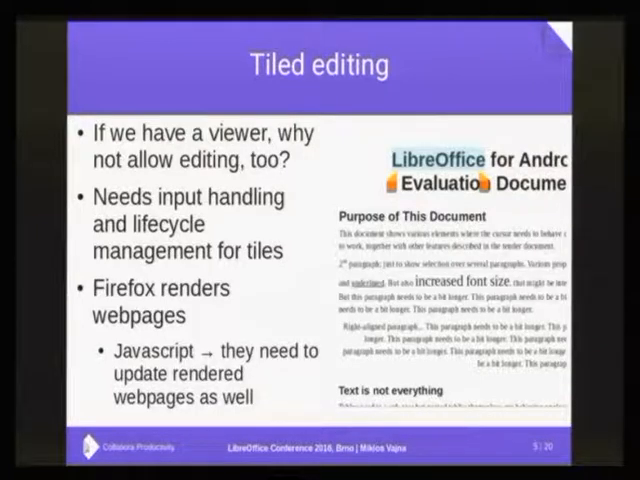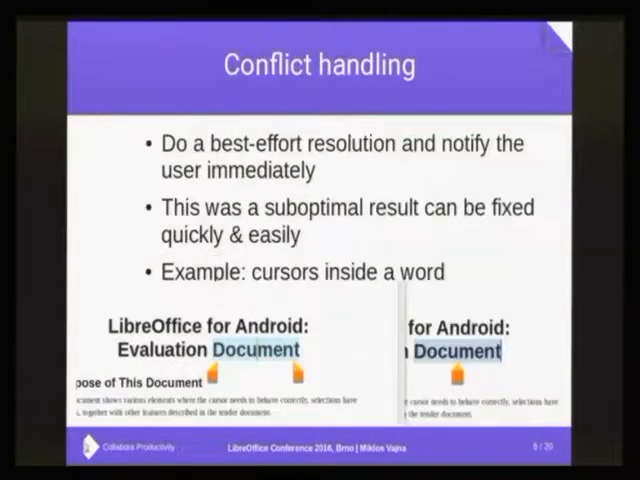Also, native selections were added. So on Android, you can long push on a word and you get this selection with selection handles that are hopefully familiar from other applications and so on. So this is tile rendering and tile editing. This is already done. But this talk is about collaborative editing, where it's just editing, except that you have multiple users editing at the same time. So you get conflicts. And the question is how to do conflict handling.